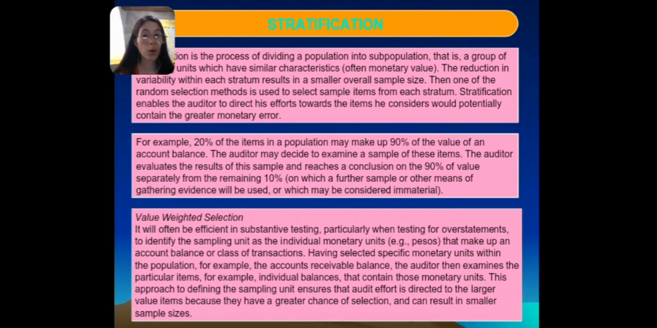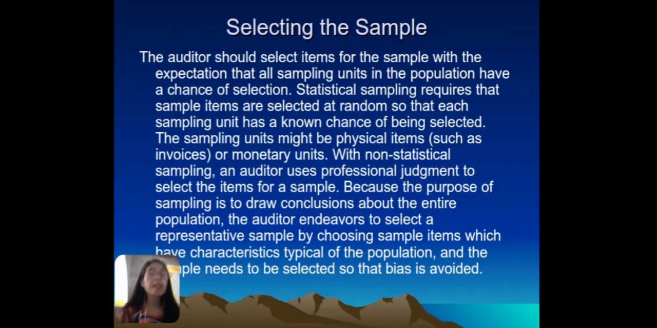So this approach to defining the sampling unit ensures that unit effort is directed to the larger value items because they have a greater chance of selection and can result in a smaller sample size. Okay, now for selecting the samples, the auditor should select items for the sample with the expectation that all sampling units in the population have a chance of selection.